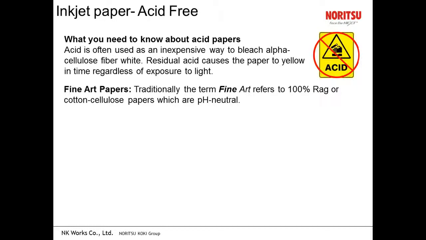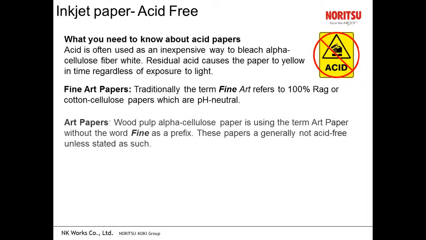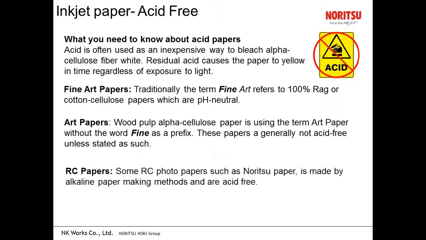Please be aware that there is a difference between fine art and art papers. Art papers are likely cellulose paper that may or may not be pH neutral. Fine art papers usually are pH neutral, usually 100% rag or cotton cellulose. And again, art papers will have some wood cellulose in them. They may have some cotton in them, but generally they're wood cellulose, and they're usually not acid-free. And again, RC paper, such as Noritsu paper, is manufactured with an alkaline process, keeping it acid-free.